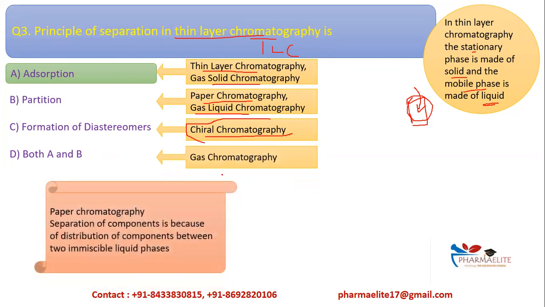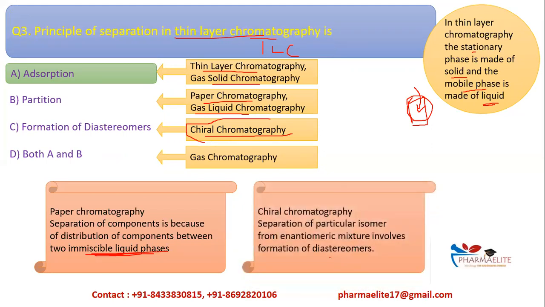Paper chromatography is separation by distribution between two immiscible phases. Here we are having a solid and a liquid, so it has to be adsorption. It cannot be partition. It cannot be diastereomers because we are not having any chiral chromatography here. Chiral chromatography is used for separation of diastereomers from an enantiomeric mixture, that is, separation of a particular isomer from an enantiomeric mixture, and ultimately it results in formation of diastereomers. This is what chiral chromatography is.